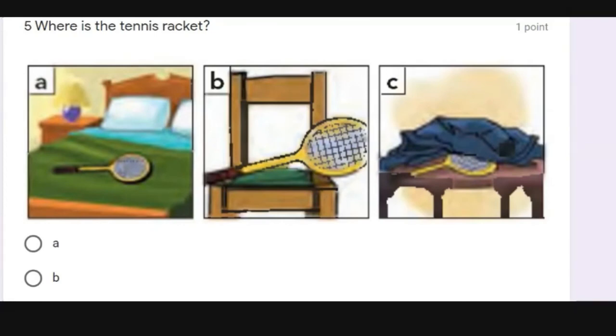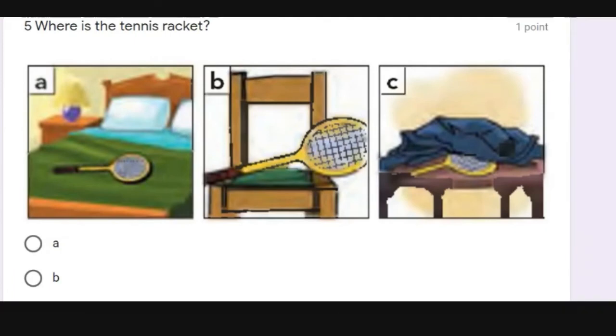I can't find my tennis racket. Have you seen it? Well, last time I saw it, it was on the bed. No, I moved it from there and I thought I left it on the chair. Ah, I can see it now. It's on the table, under your jacket.